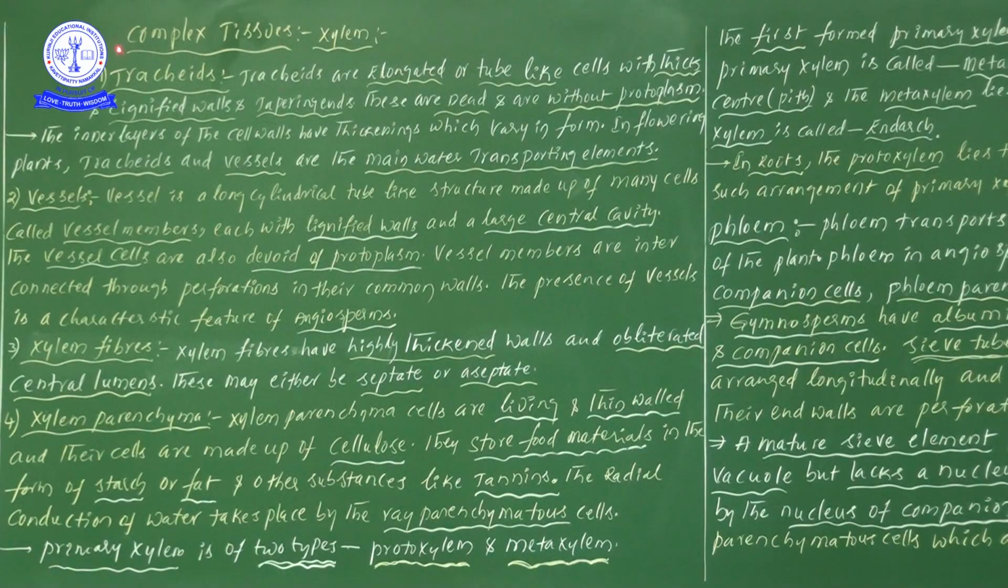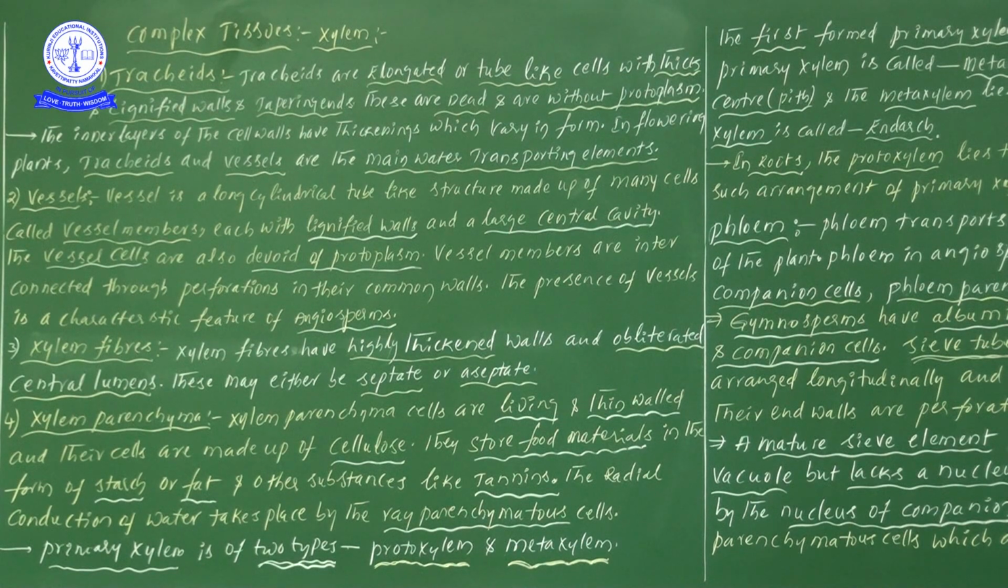Okay students, now in this video we are discussing complex tissues information. So in complex tissues, let us start to learn the xylem. Why? Because from our knowledge point of view, there are two types of complex tissues. What are those? One is xylem and the second one is phloem. These two members we will be calling complex tissues.